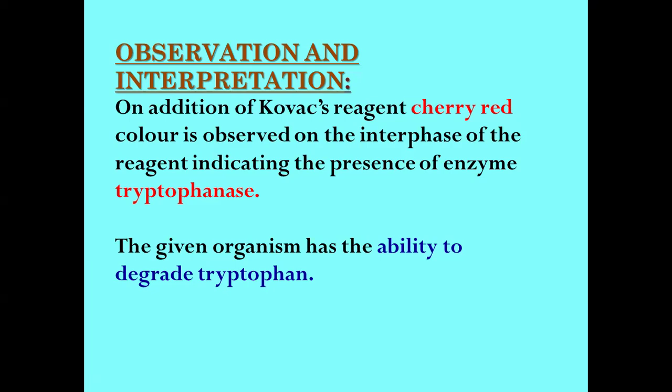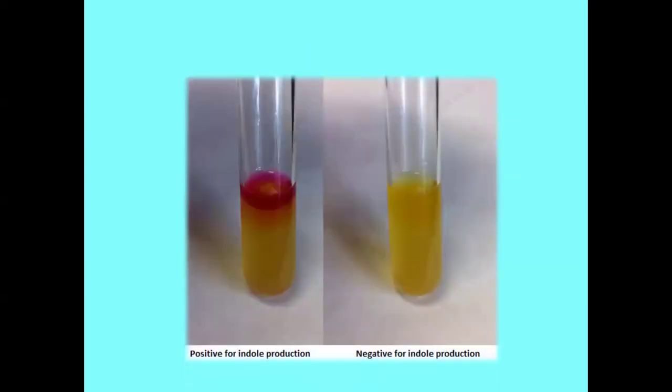On the interface of the reagent, it indicates the presence of the enzyme tryptophanase. When there is no color, it indicates that there is no tryptophanase production. And from this tryptophanase production, we can confirm what genera it is. And this is what the actual test tube looks like. So the left side one is positive for the indole production test.